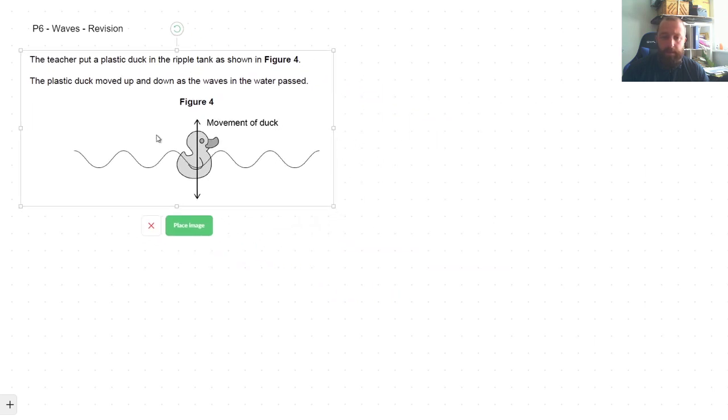Now, one of the questions that came up in the recent exam was this one. Lots of students put down that it's an up and down motion. But they didn't get the marks for that one because the thing that was missing is that it's 90 degrees to the direction of travel. So with this particular one, what we're looking at is the direction of travel.